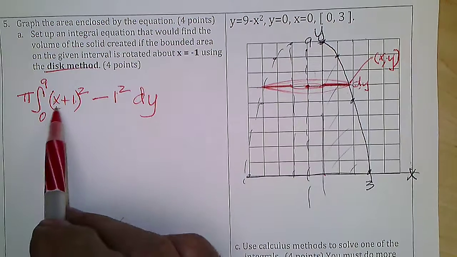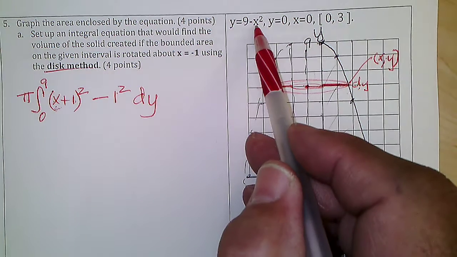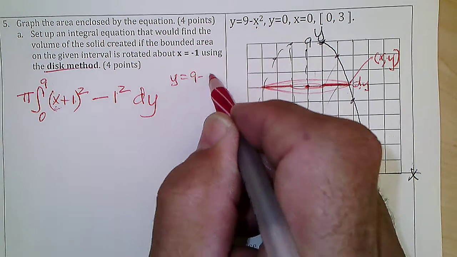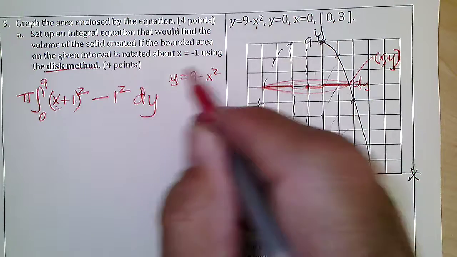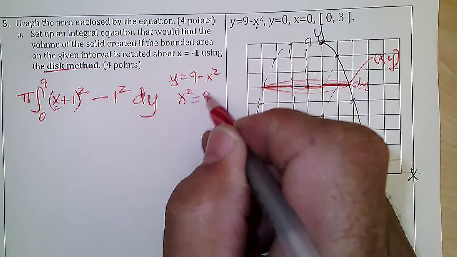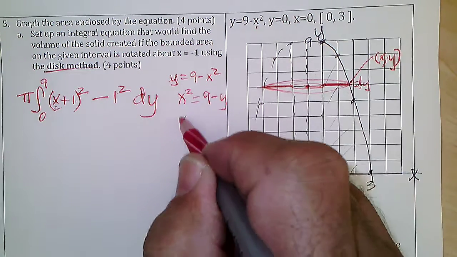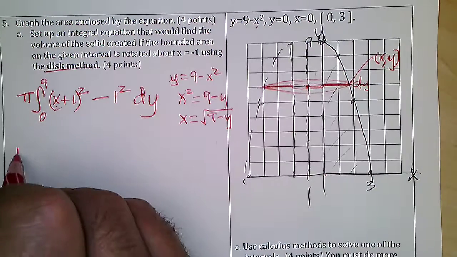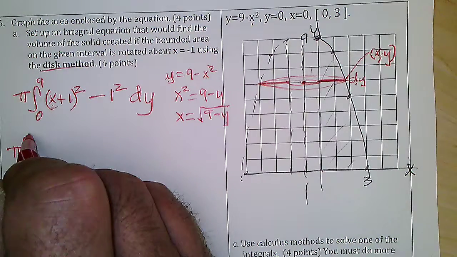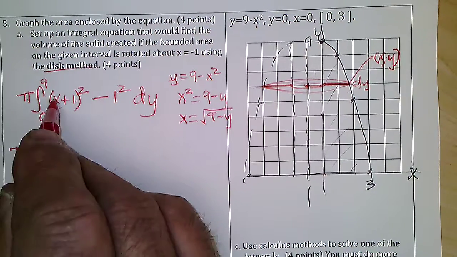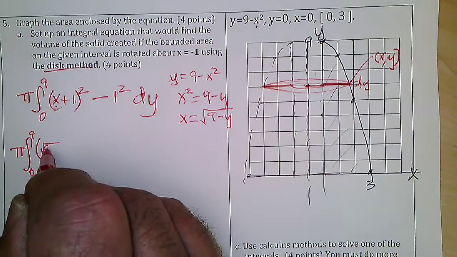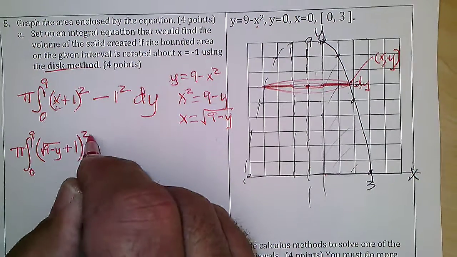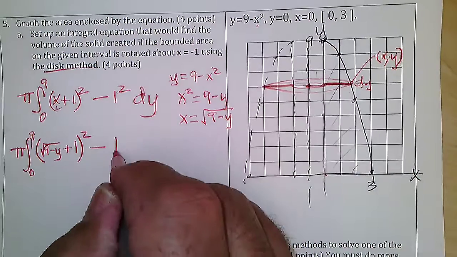This is the only problem. We need to replace the x. X is equal to, if we solve for this, y equals 9 minus x squared. So we add x squared, subtract y, we get x squared equals 9 minus y. Take the square root, and we get pi, integral from 0 to 9 of x, which is square root of 9 minus y, plus 1, quantity squared, minus 1 squared, which is 1, dy.